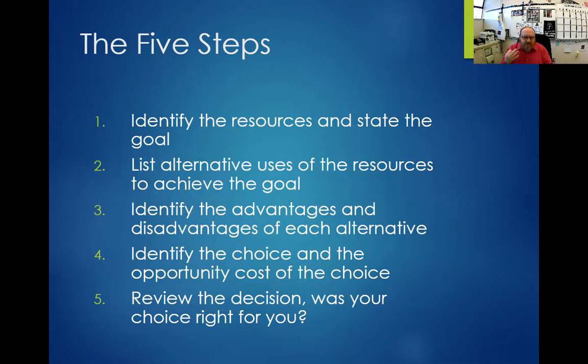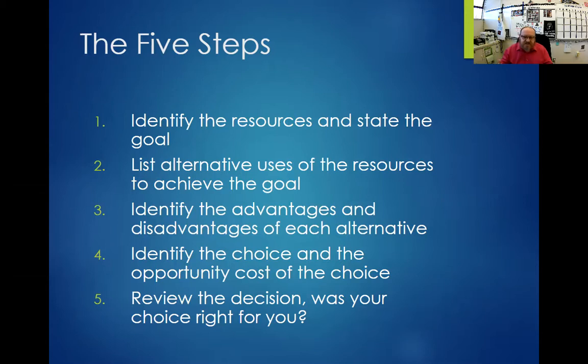So then you get to step three, you identify the advantages and disadvantages of each alternative. So you have to list what's the advantage of eating a hamburger? What's the advantage of eating a chicken sandwich, or a chicken burger, if you will? Then identify the choice. So what's the choice? The choice is either eat the hamburger or eat the chicken burger.